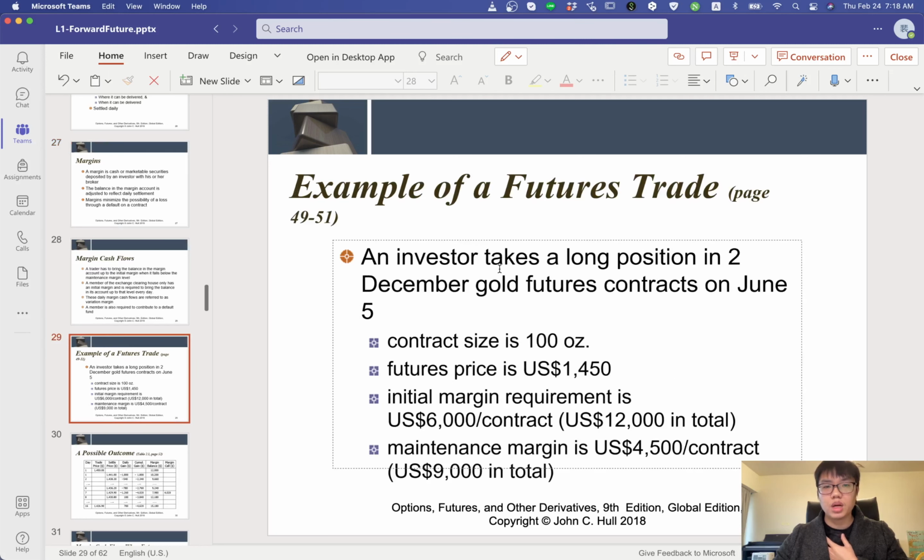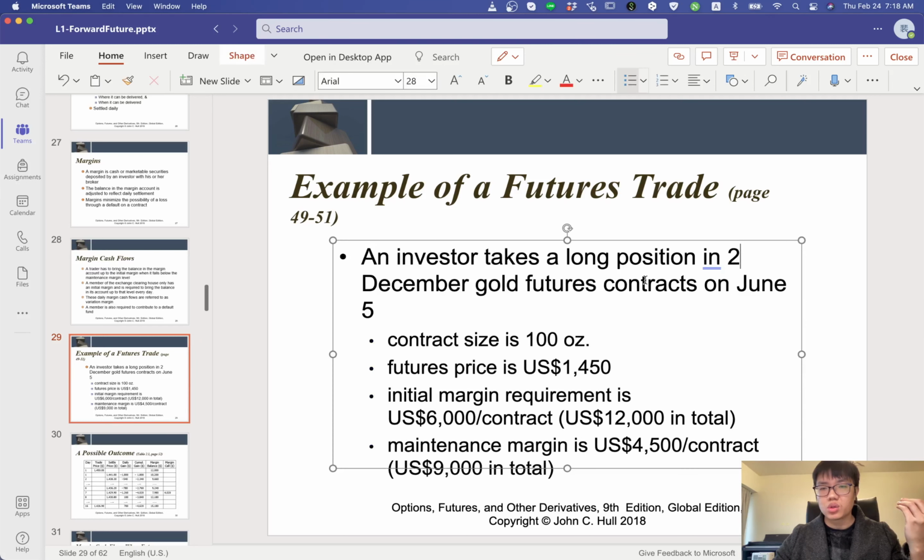In this example, we have one investor with a long position, so he will buy something, right? He buys two contracts on June 5th. The two here is what? Two December contracts. It means that he will buy two contracts, and the maturity date is in December. The contract size is 100 ounces. The futures price now is $1,450 per ounce, right?